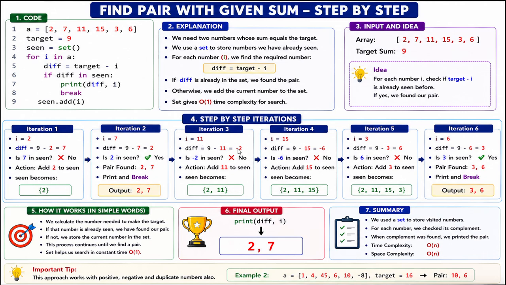These iterations are just for your idea only. If the pair is not found here, it will continue. If it is some other value, it will directly go to iteration 3, iteration 4, and iteration 5, and finally we get 3 comma 6. It would also give that, but the loop breaks here only because we already got a pair.